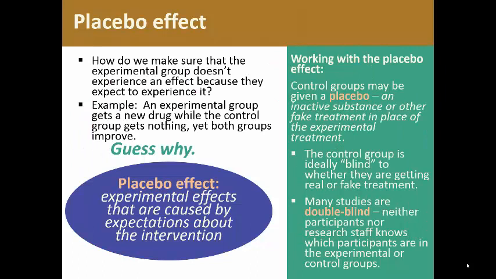Now, you've probably all heard about the placebo effect. So how do we know that when we do a manipulation in an experiment, our experimental group doesn't show an effect because they expect to experience it? For example, an experimental group gets a new drug while the control group gets nothing, yet both groups improve. Do you know why? Because of the placebo effect. So it's experimental effects caused by the expectations of the intervention.